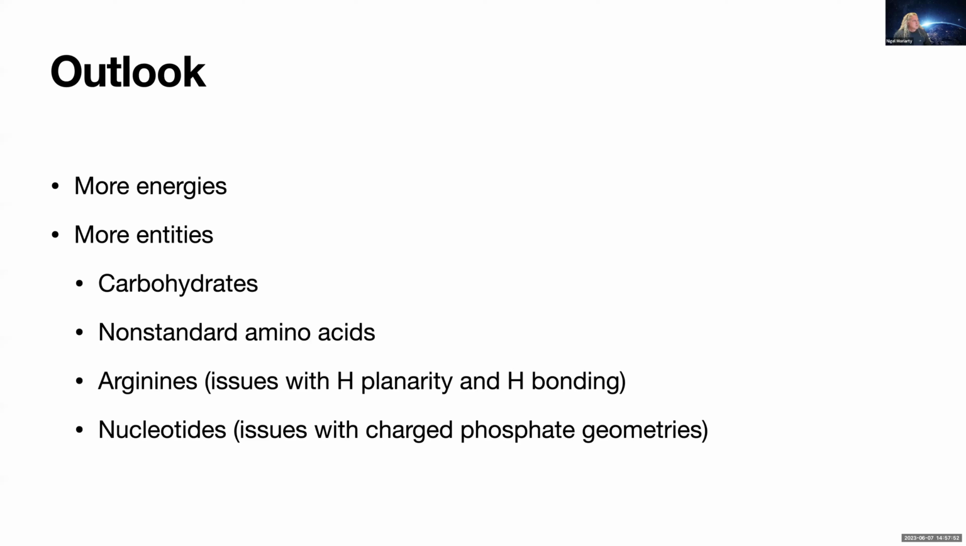So my outlook is I want to figure out how to do the energies better. And then there are other entities in the macromolecular models that can be interesting. Carbohydrates, fairly straightforward, I would imagine. Non-standard amino acids, it's a similar thing to ligands. It's how the side chain interacts with the other side chains in the protein.